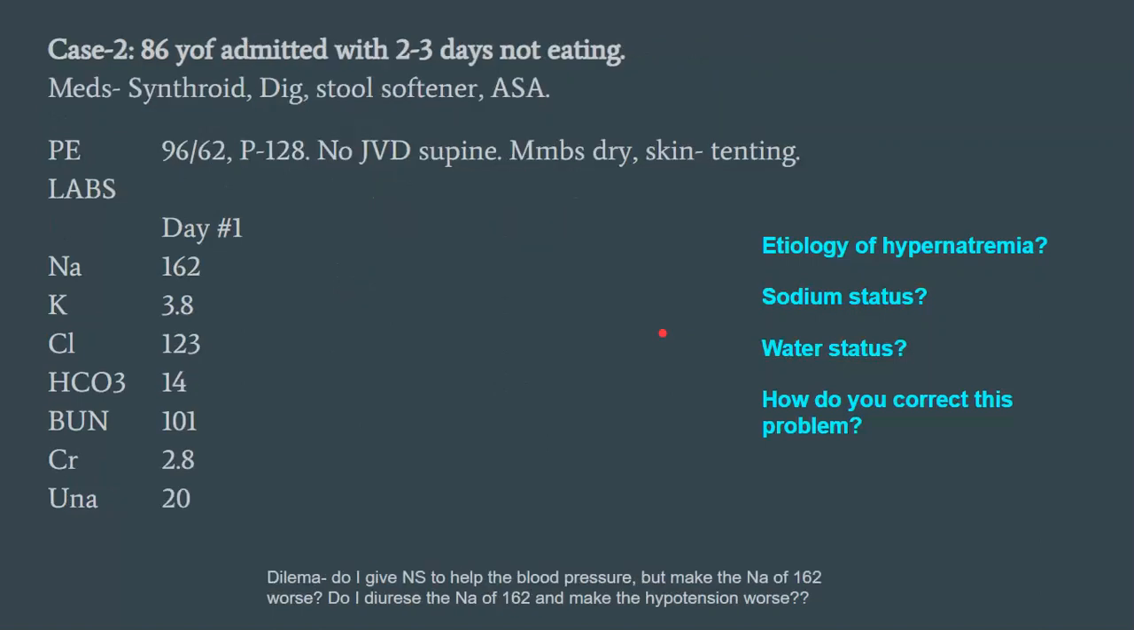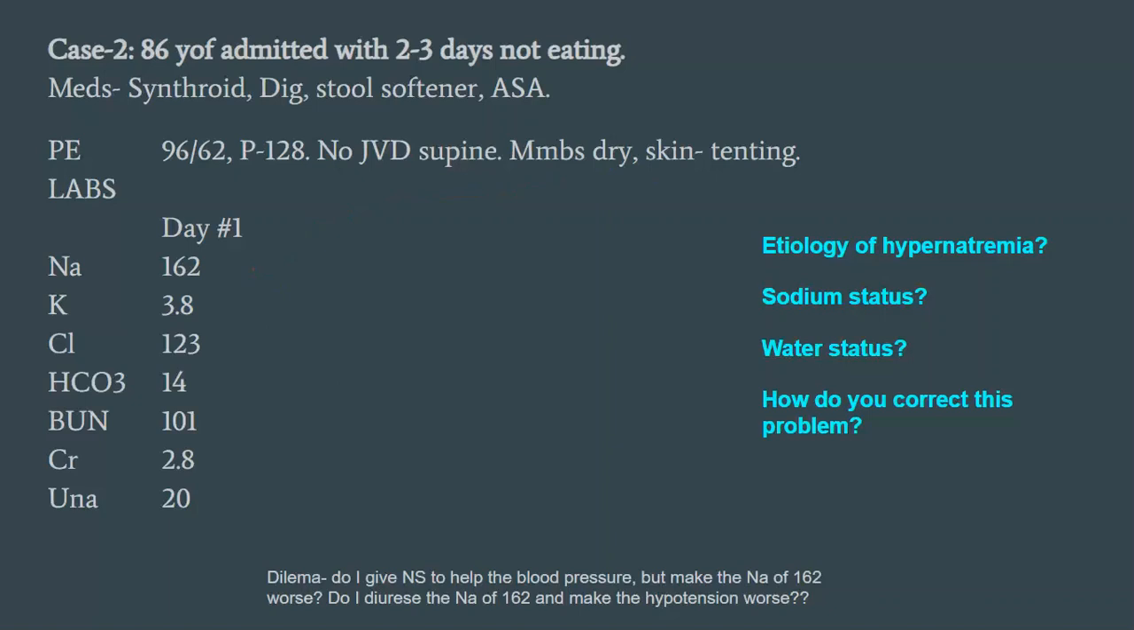Let's look at another case. Here comes another lady. She's 86 years old. She was admitted with 2 to 3 days of not eating. She's on Synthroid, Dig, stool softener, and aspirin. And look at her blood pressure, 96/62 with a pulse of 128. She's got no JVD, but she's got dry mucous membranes, and she's got skin tenting. Labs on day one show that this lady has a serum sodium of 162.